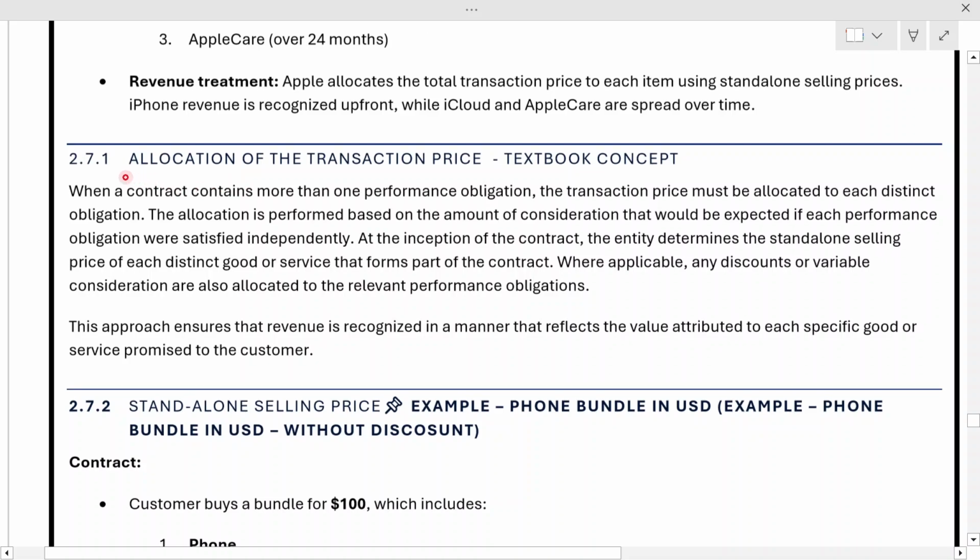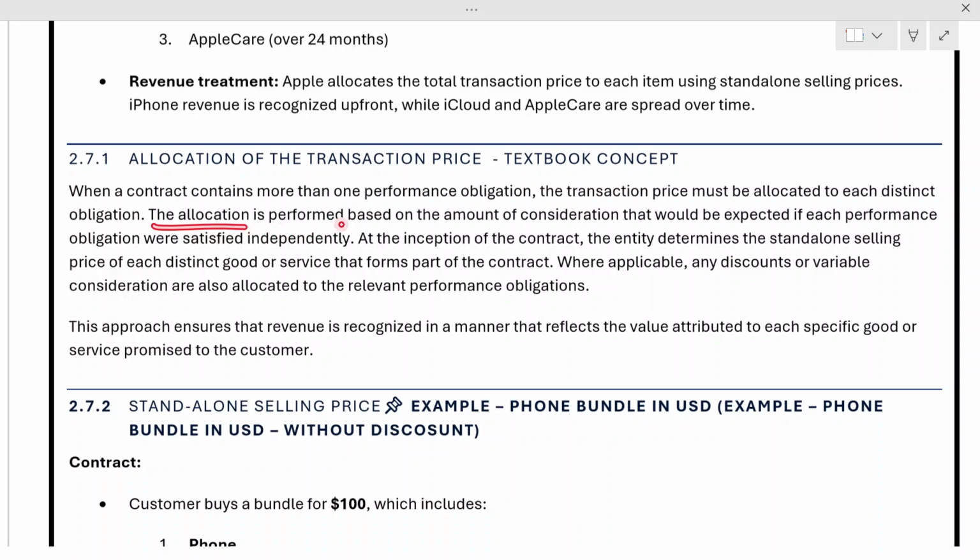Now let's see the textbook definition of this. The textbook simply says, when a contract contains more than one performance obligation, the transaction price must be allocated to each distinct performance obligation. Here in this case there were 3 distinct performance obligations: one was to deliver a phone, the second was iCloud, and the third was Apple Care.